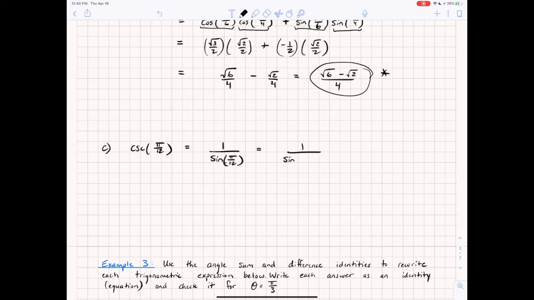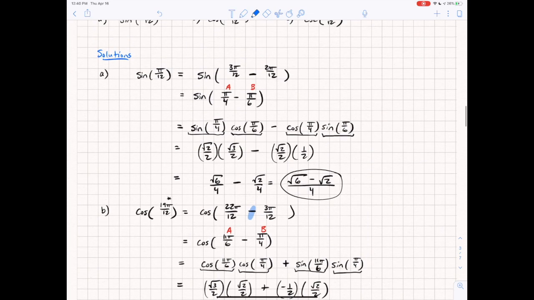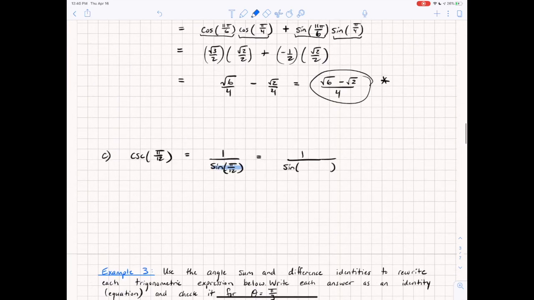I would say, okay, well, do I want to do sum or difference? And if you remember, sine of pi over 12 should look really, really familiar. It's the first example here. We could break this down into 3 pi over 12 minus 2 pi over 12 and work this out. But we've already got the answer. So I'm really just going to take our answer from A, which was sine of pi over 12 was root 6 minus root 2 all over 4.